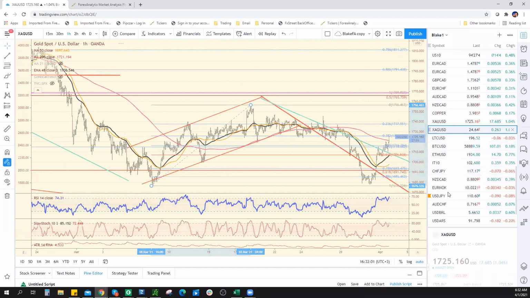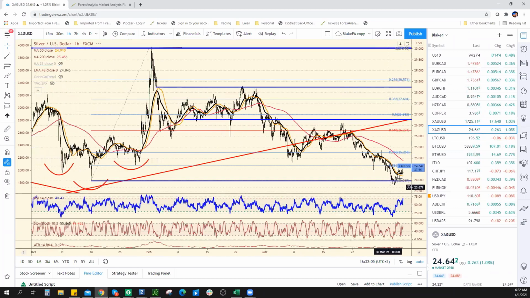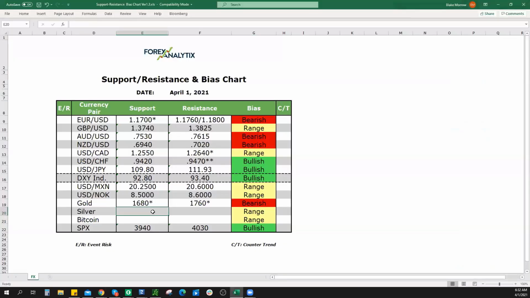So here's silver. Like I said yesterday, possible false breakdown, but we're going to have some resistance up here around, let's just call it 25 bucks. And then support now is at 24. So 24, 25, it's range bound.